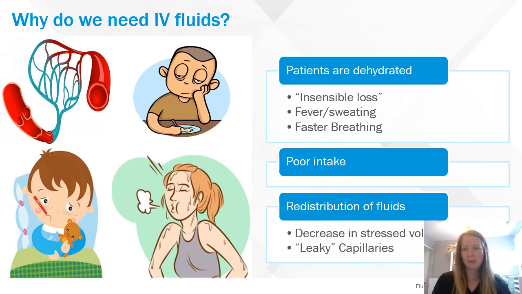Also, there's an acid-base issue when it comes to sepsis. And a lot of patients start breathing faster, which is why we have a respiratory rate higher than 20 as one of our markers for the SIRS criteria. Also, when you're sick, you have poor intake. I know when I'm sick and not feeling great, the last thing I want to do is drink a lot of water. And third, there's a redistribution of fluids. We already talked about having a decrease in our stress volume, which decreases blood flow. And now we also have leaky capillaries, which we're going to get into next.